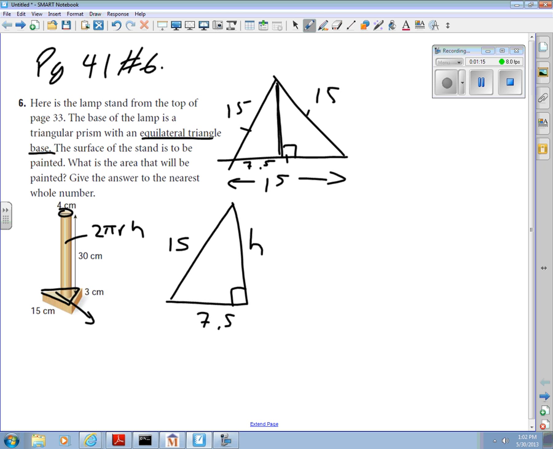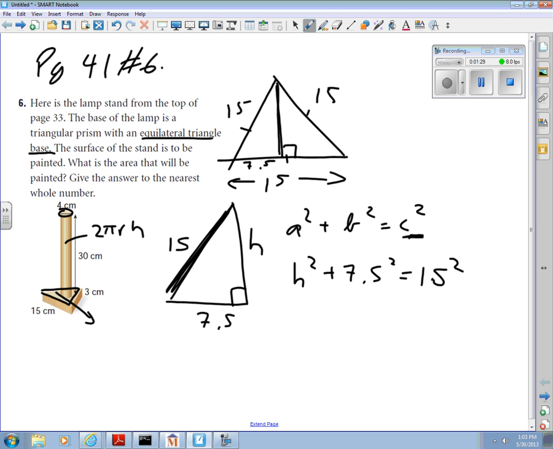Remember how Pythagoras works, right? It's a squared plus b squared equals c squared. C has to be this longest line, the hypotenuse. So it's h squared plus 7.5 squared equals 15 squared. Whoops, 15, not 1.5. 15 squared. So h squared is equal to 15 squared minus 7.5 squared. We'll punch buttons on that and get an h.